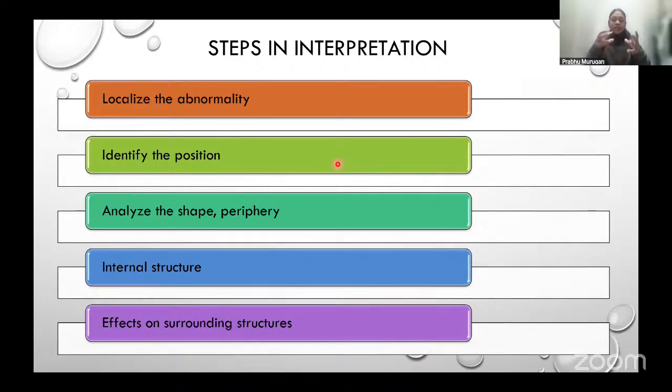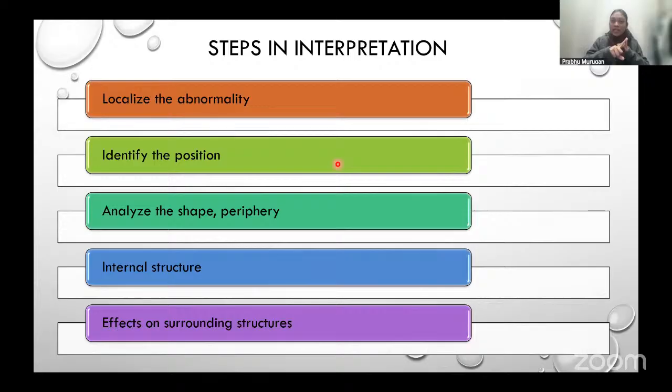For example, there can be a lesion that can cause resorption of the tooth, resorption of the bone, affect the adjacent tooth, or involve the base of the mandible and all those things. So we have to look at the effect on the surrounding structures. Okay, so 5 main steps.